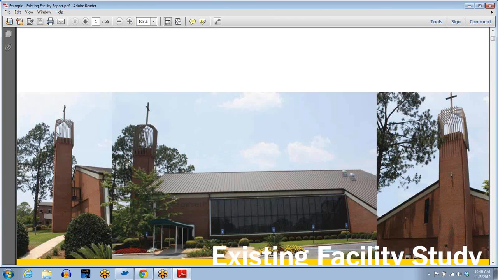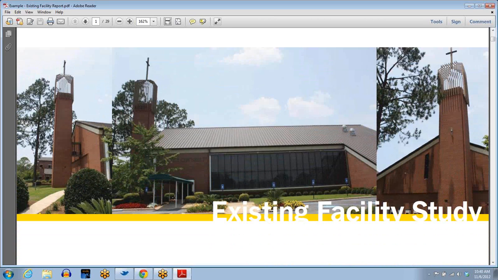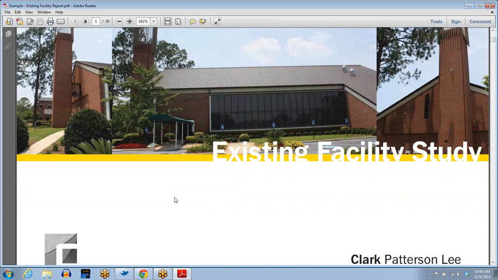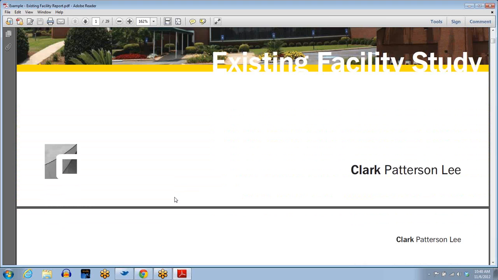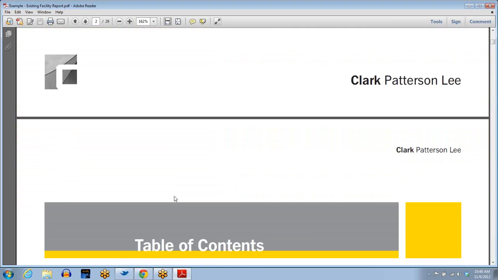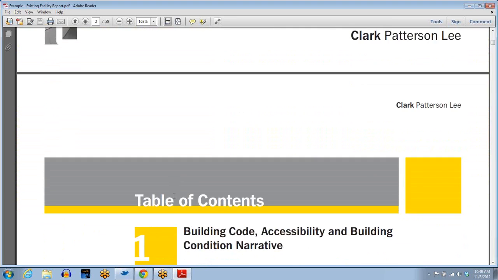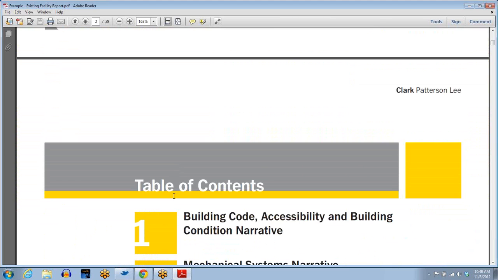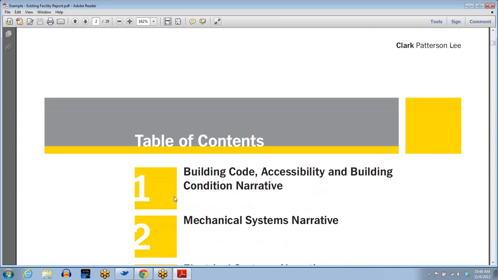And this is a sample facility audit, 29 pages long. My good friend, architect Jeff Shear with Clark Patterson, architectural firm. You won't know this church. I don't know the church here, but they just put together a sample so that we could put it in your hands to show you an idea.